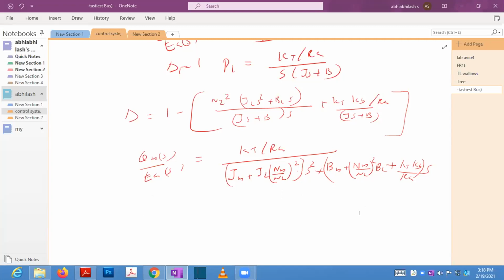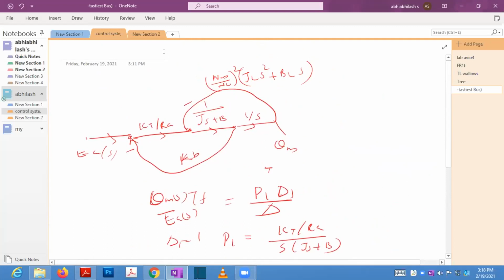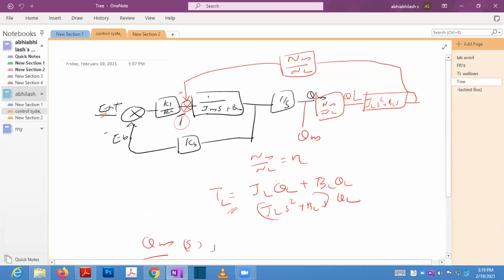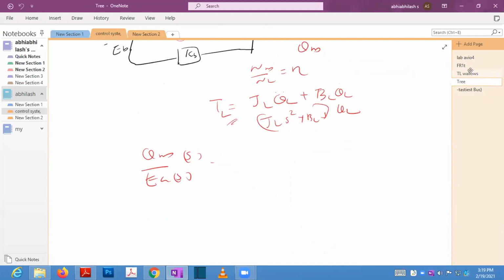So all of you are getting this one? So we are doing it, sir. Yeah, okay. Sir, how come you're getting nm by nl whole square? Here nm by nl is converting theta into theta L, and that is converting this torque. This torque equation is this one. And again I am converting back to this motor side. That is this nm by nl. This equation.